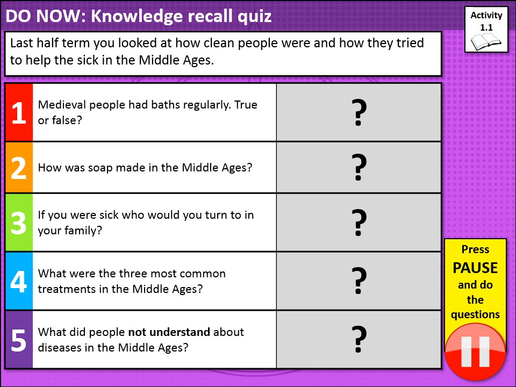Last half term, you looked at how clean people were and how they tried to help the sick in the Middle Ages. This is what your Do Now task is about. Under Activity 1.1 in your workbook, you have 5 questions to answer. I'd like you to try and do them from memory to see how much you can remember. Pause the video now to answer the questions and press play once you are done.